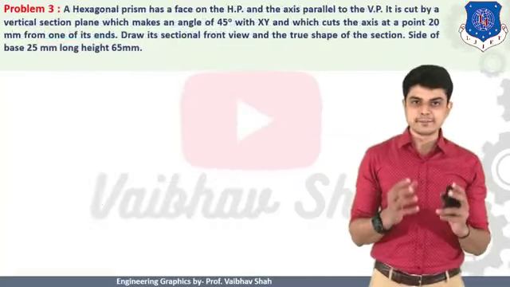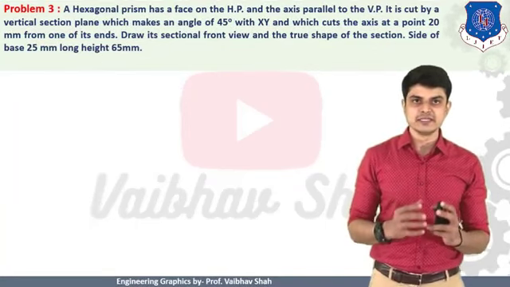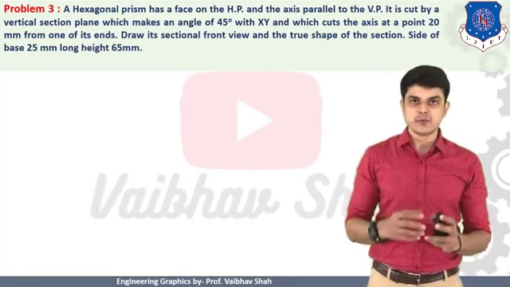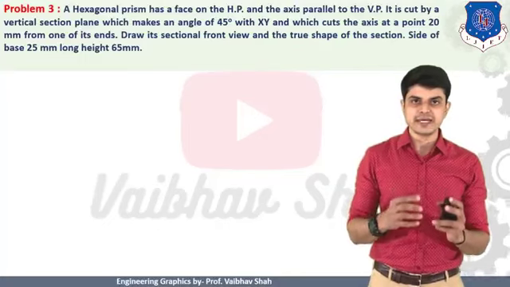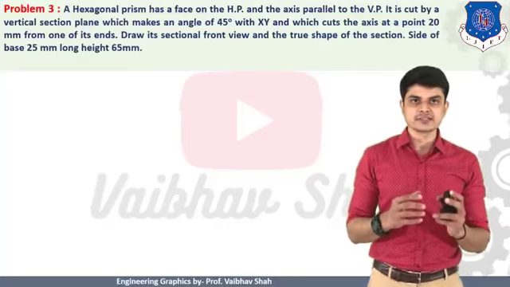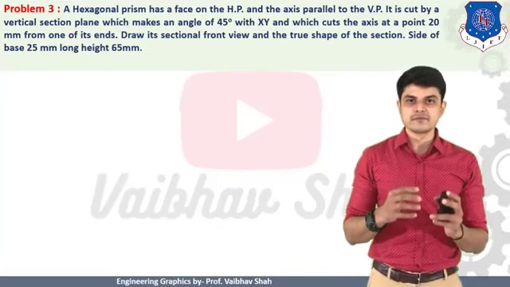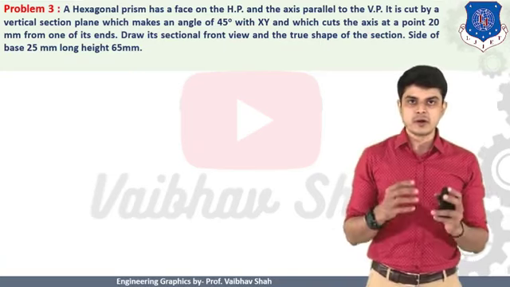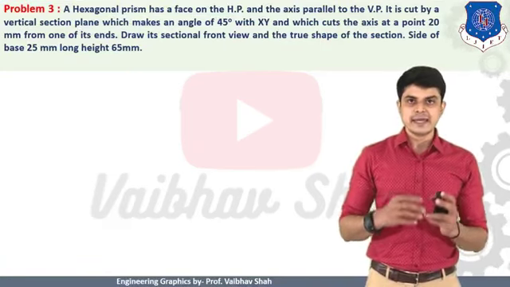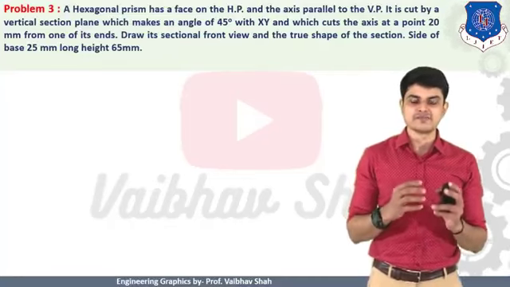Let us see example number 3. A hexagonal prism has a face on the HP, and the axis is parallel to the VP. It is cut by a vertical section plane which makes an angle 45 degrees with XY line, which cuts the axis at a point 20 mm from one of its ends. Draw its sectional front view and the true shape of the section. And side of base is 25 mm long and height is 65 mm.